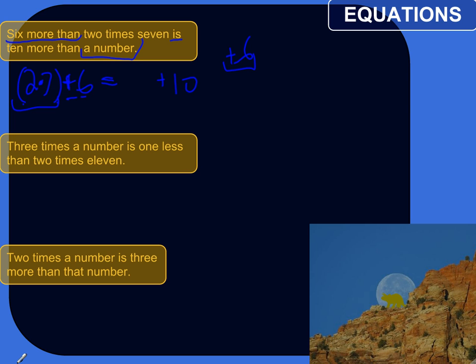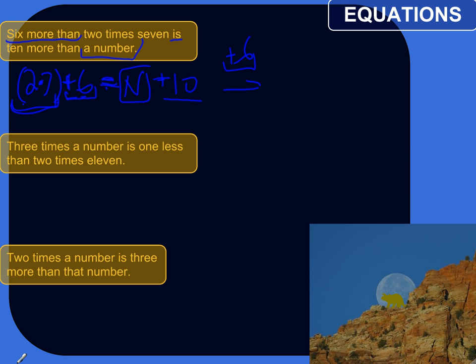Ding, ding, ding. There's the variable. A number. What number? We don't know. Is it 14? Is it 25,000? We don't know. So in algebra, when you don't know the value of something, you just label it with a symbol. Oftentimes X, oftentimes N. You can choose whatever letter you want. Let's just be boring. Say N. So that's a number. We don't know what number. So 6 more than 2 times 7 is 10 more than a number. There we go.